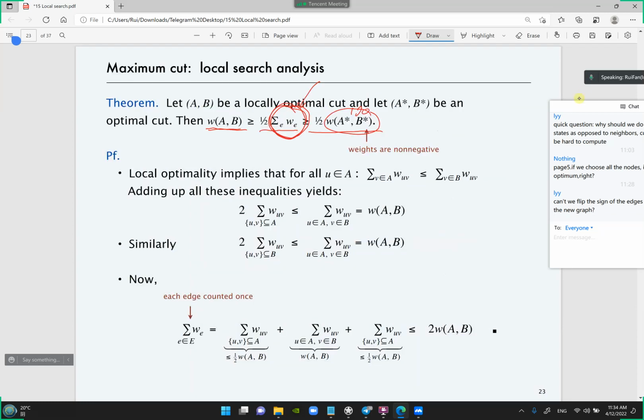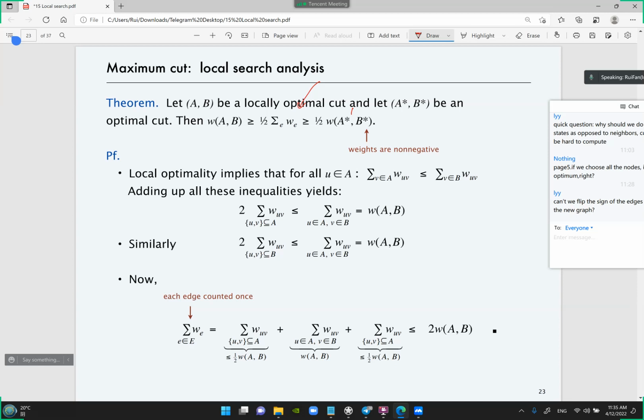Now for the other part, which is to show that it produces a solution which is at least half as good as the optimum. By the way, this is called a 1/2 approximation algorithm, because the solution that it returns is not necessarily optimal, but it's at least half of the optimal solution. So it's a 1/2 approximation of the optimal.